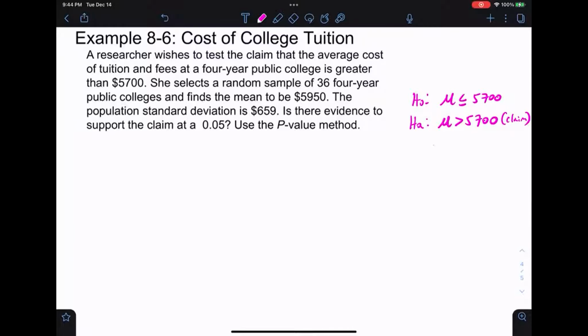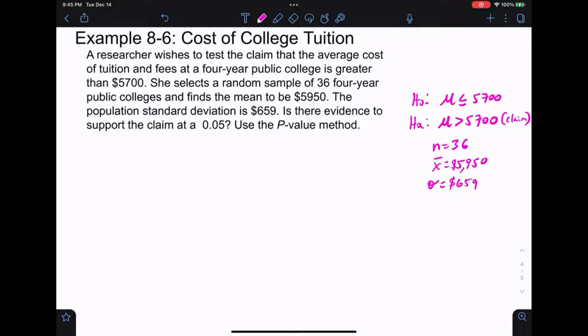She selects a random sample of 36 four-year public colleges and finds that the sample mean is 5,950. The population standard deviation is 659. Just remember, the population standard deviation refers to the population parameter that we're trying to infer. Is there any evidence to support the claim at 0.05 using the p-value method?